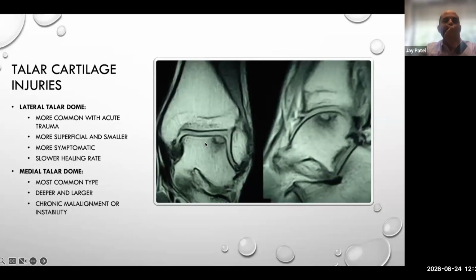Cartilage injuries, these are some of the patients that need to be managed carefully. You can have lateral or medial talar dome cartilage lesions. Lateral talar dome is more common with acute injuries and acute ankle sprain. Usually they're superficial and smaller, but they're more symptomatic and they don't heal that great. Medial talar dome injuries are more common, but they're also more likely to be chronic in nature. So a lot of the time, particularly in older patients, or if they had a prior history of ankle sprains, it's possible they may have just had an old cartilage injury.